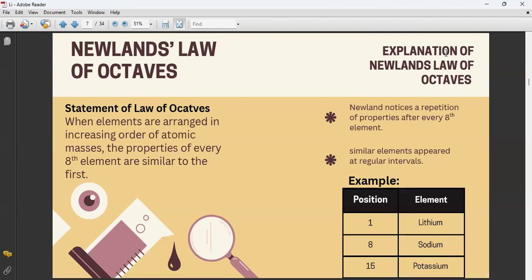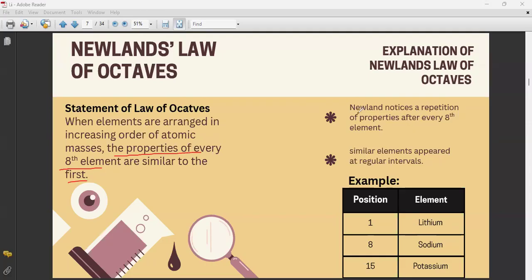Okay, so moving on with the next concept, which is Newlands Law of Octaves. Now, what does the Newlands Law of Octaves say? That when elements are arranged in increasing order of their atomic masses, the properties of every eighth element are similar to that of the first. Now, as Dobereiner put the elements into sets of 3, Newlands put the elements into sets of 8, in which he showed that the chemical properties of the first one will be similar to the chemical properties of the eighth element.